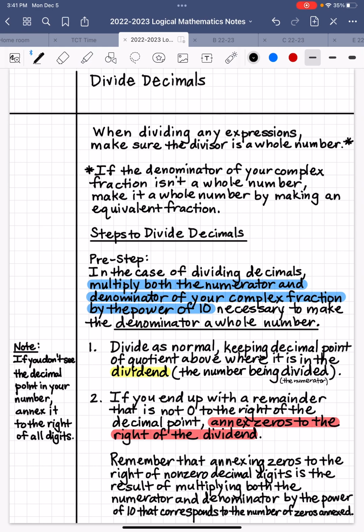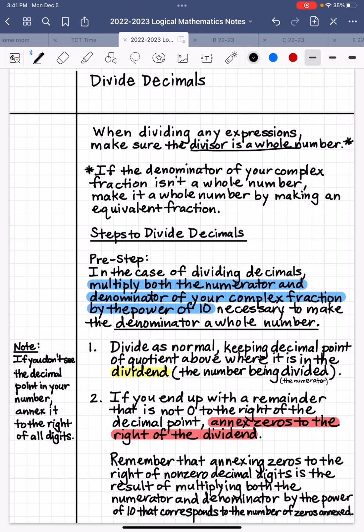In today's video, we are going to talk about what it means to divide decimals. Before we start, I want to let you know a fact that has always been true, but it's really going to make itself clear in dividing decimals. When you're dividing any expressions, make sure that the divisor is a whole number. You always have to make sure that the divisor is a whole number.